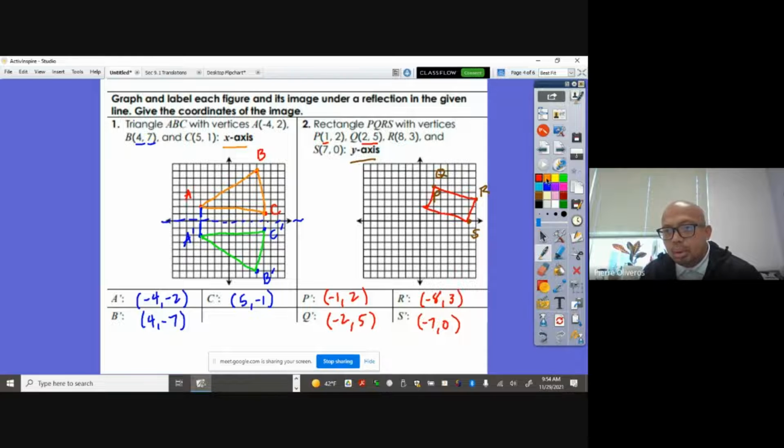So let's plot the points. (-1, 2) right there, that's my P prime. Q is (-2, 5) right there, Q prime. (-8, 3) is right here, the R prime. S is (-7, 0), S prime. And then connect them all.